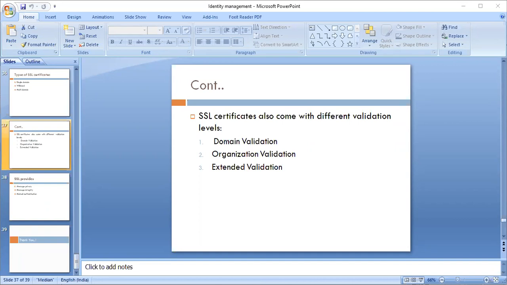The third category we are having is extended validation, and this requires a full background check of an organization. Before the SSL certificate can be issued, it has to authenticate and verify the full-fledged background of the organization and its work processes. Only then is it issued. So these are a few of the types of SSL certificates that are being used.